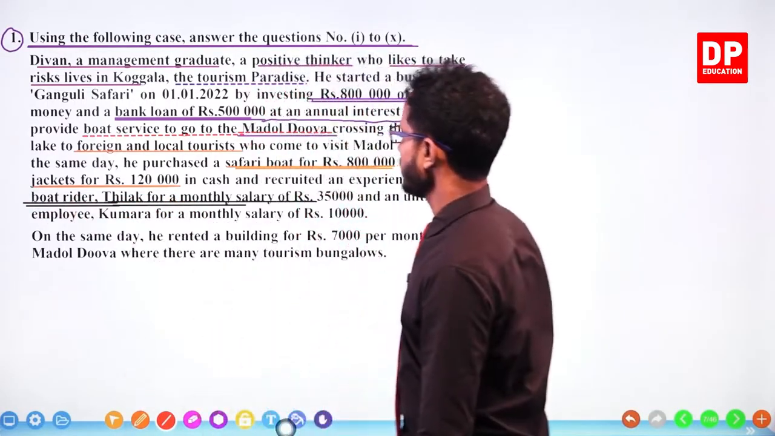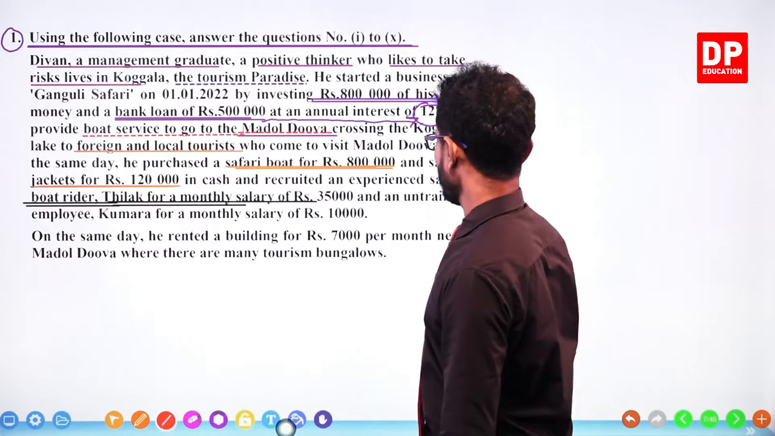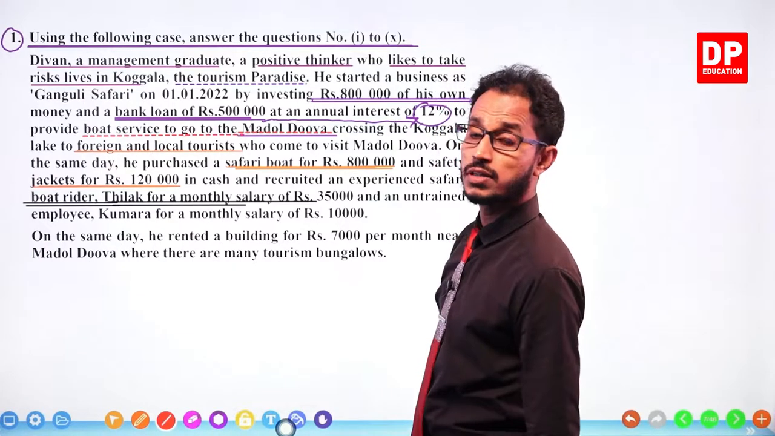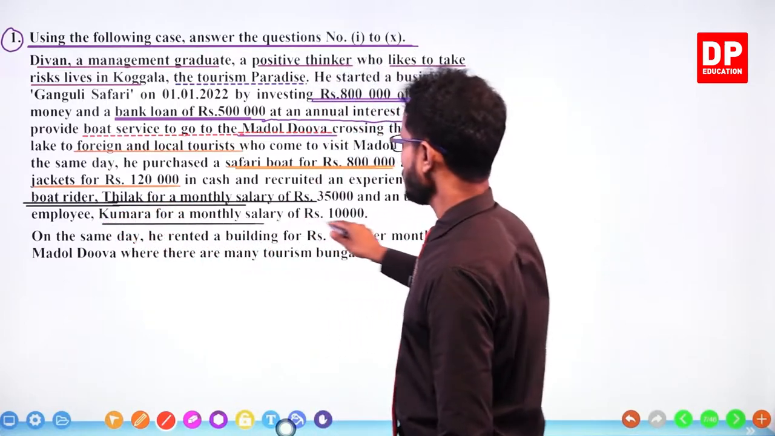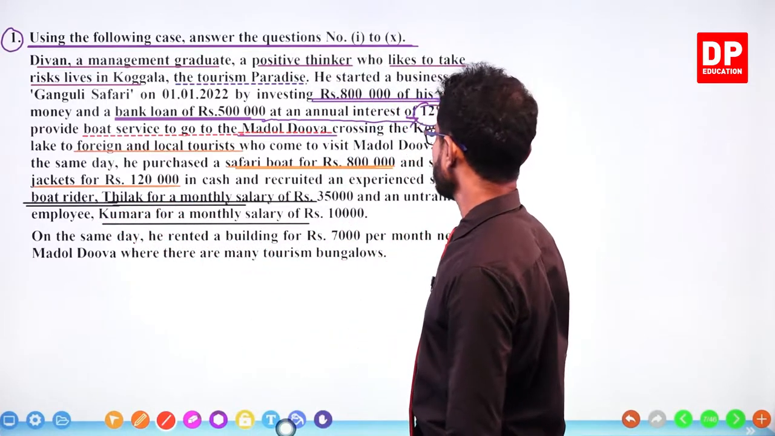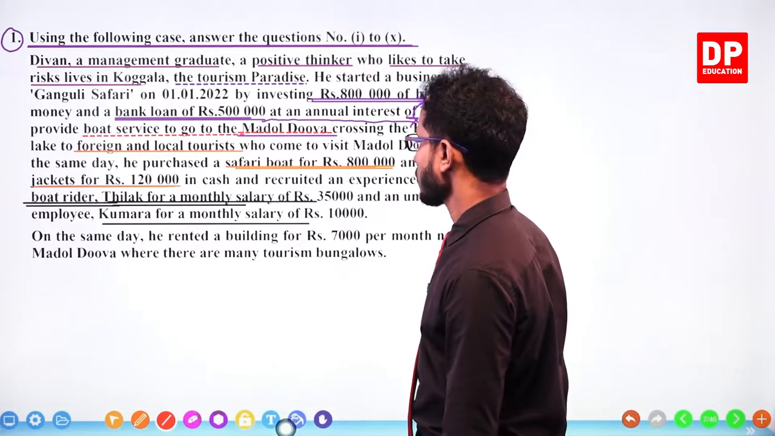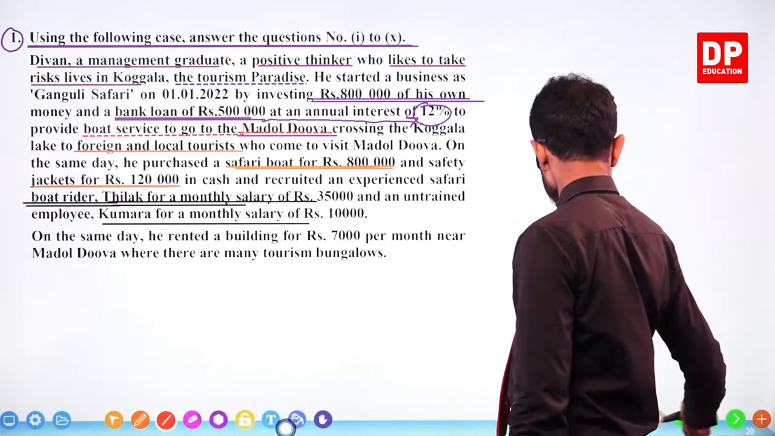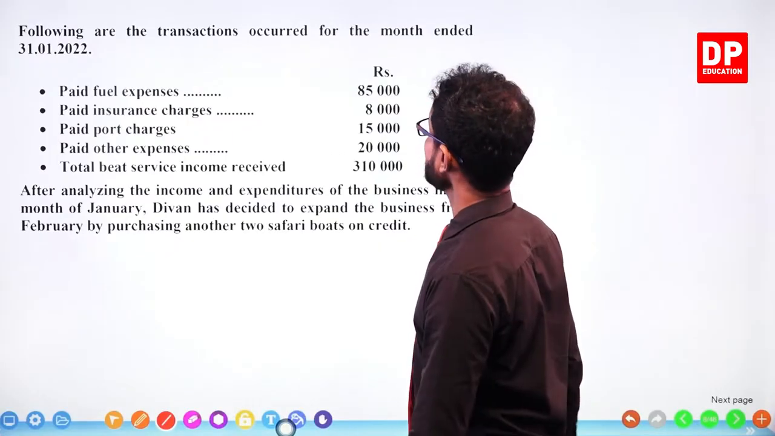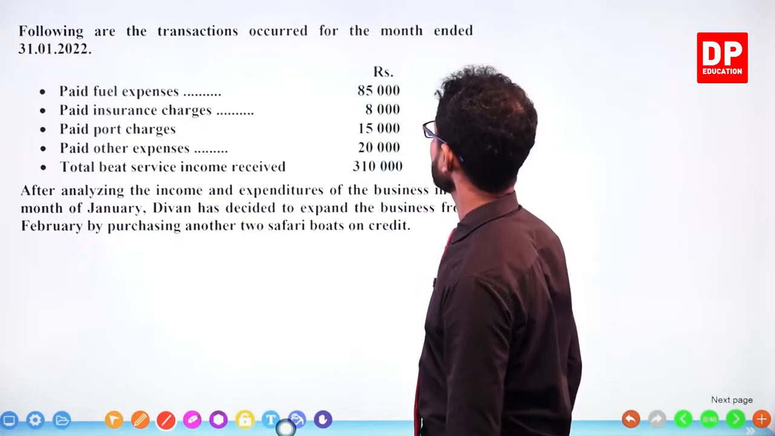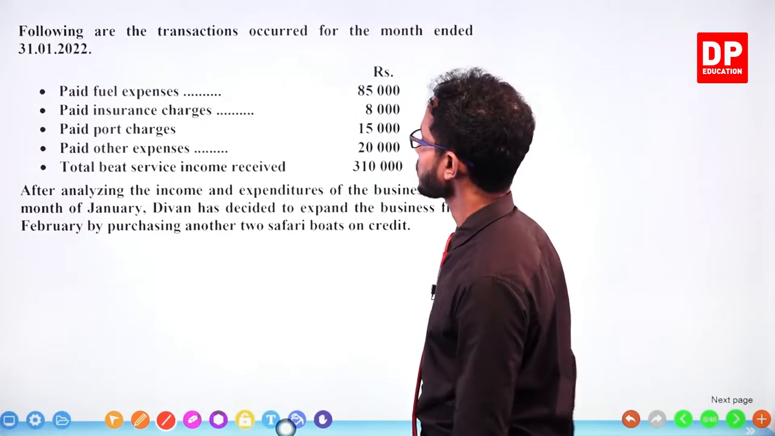Tilak is a boat rider and employee of Divan. Kumar also is an experienced and trained employee. Good.